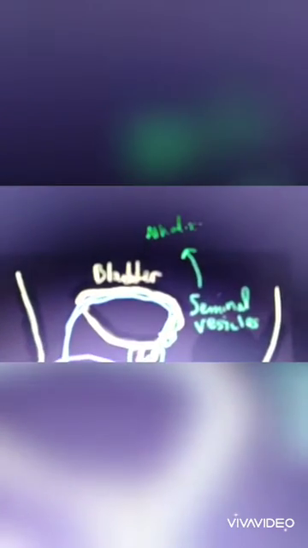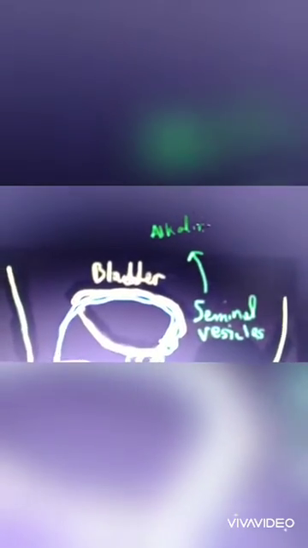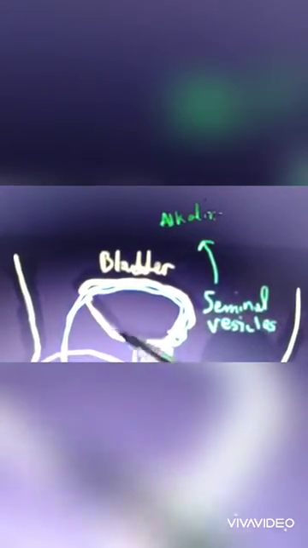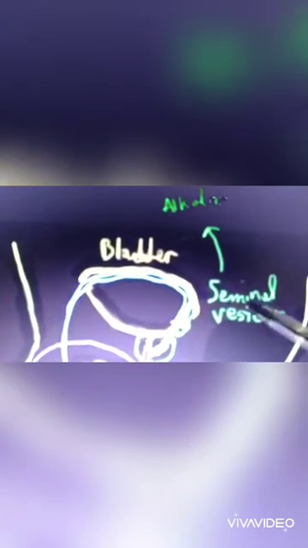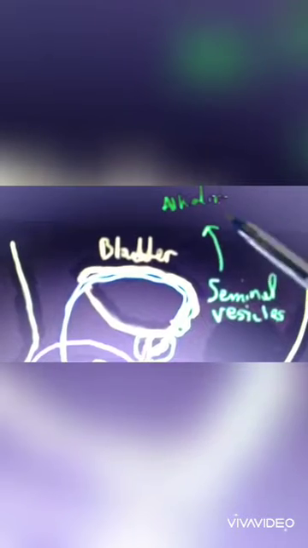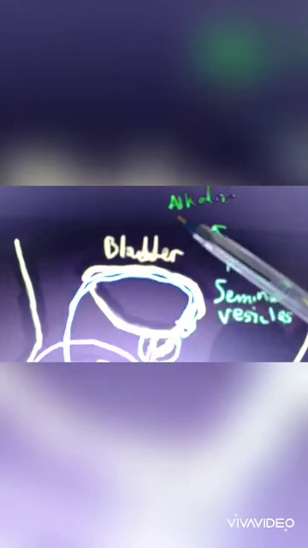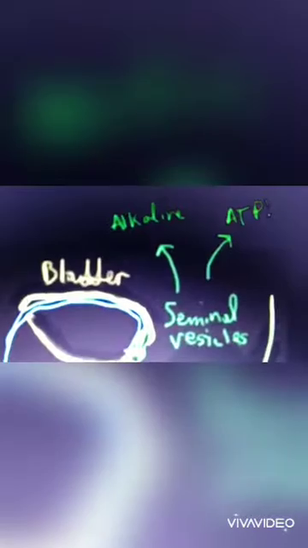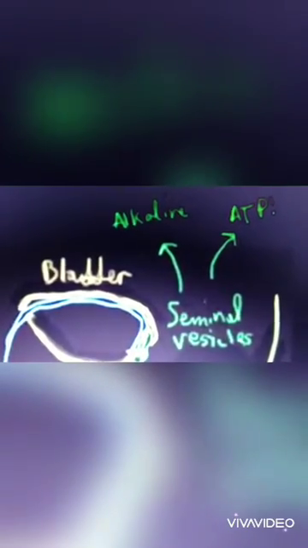The next thing we have to learn is the accessory glands present in the male reproductive system. The first one is the seminal vesicles. These are present behind the bladder and contribute about 60% of the semen. They add an alkaline condition to the sperm, which neutralizes acidity. They also provide ATP, adenosine triphosphate, which the sperm needs as energy for travelling.